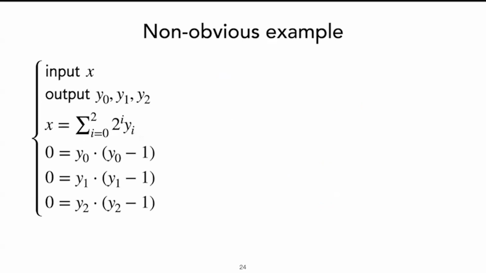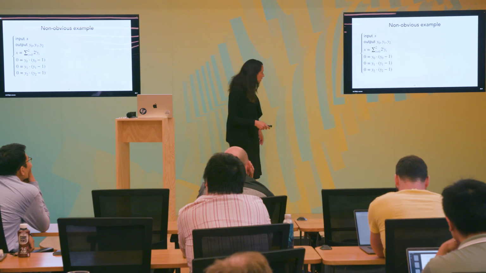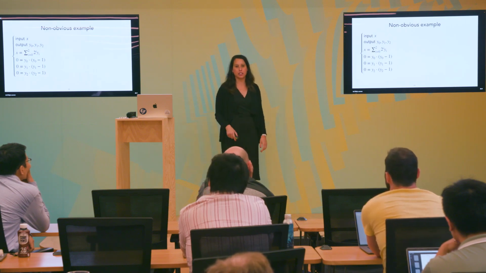Here we have a circuit with input x and three outputs y0 through y2. These three constraints say each yi is either 0 or 1, and that the input x is the sum of the yi scaled by 2 to the power i. So in this case, you can't just look at the constraint and say yi can be written as a function of x or not.